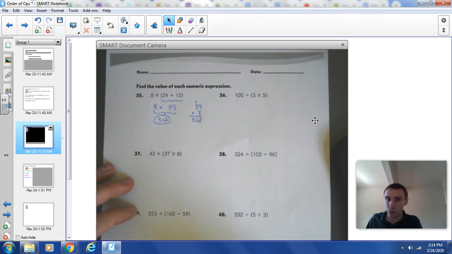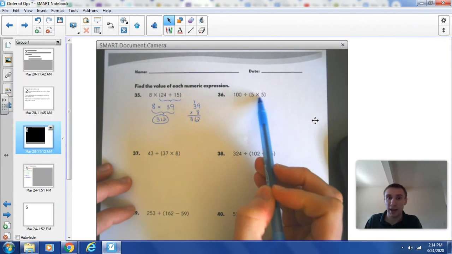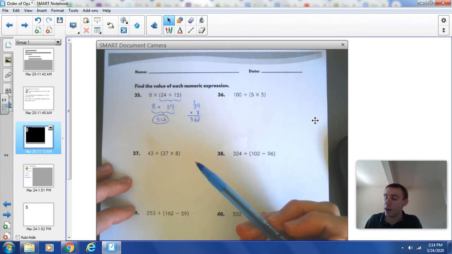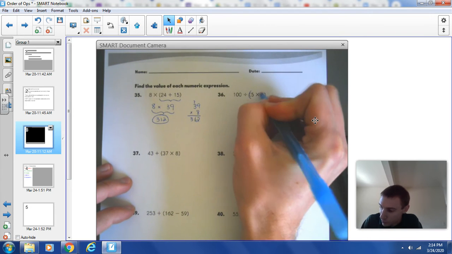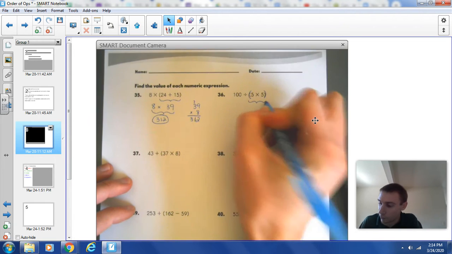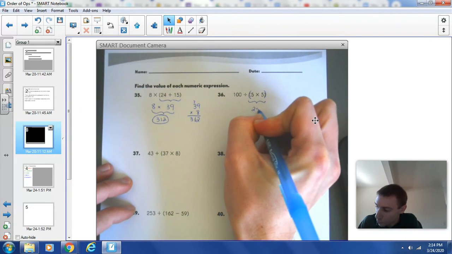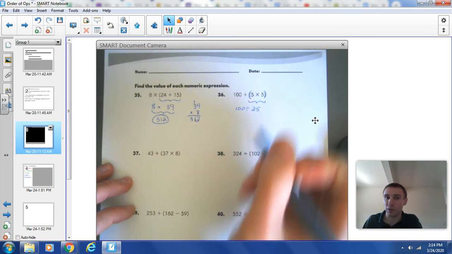If we do number 36, multiplication and division are the same kind of operation, right? However, multiplication has to be done first. Why? Because I have these grouping symbols. So I'm going to solve 5 times 5 is 25. 100 divided by 25 is what's left over.